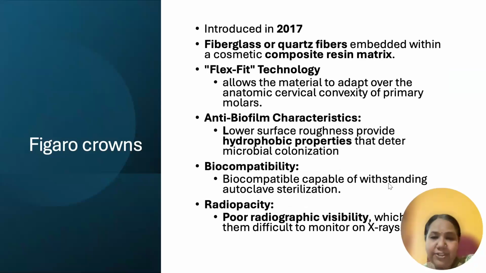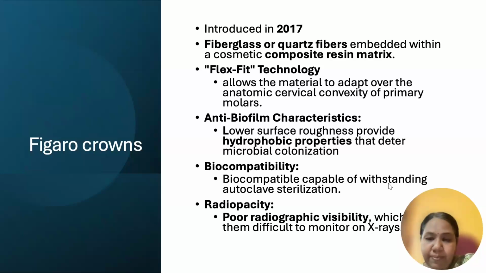Basically, it's a unique feature that allows the material to adapt over an anatomic cervical convexity of the primary molars. So the undercut issue is not going to be a problem. The bulky molars are not going to be a problem with these crowns. They also have anti-biofilm characteristics, because they have a lower surface roughness, and this makes them hydrophobic. So it deters any microbial colonization, specifically that of Streptococcus mutans.